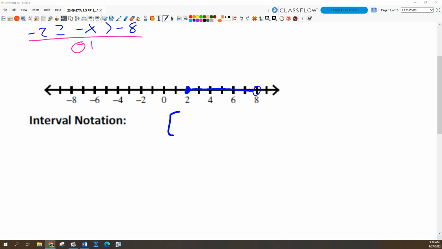The bracket, good. Bracket 2, comma. But remember, with interval notation, there's no x's. We just put a comma. It's only numbers, parentheses, brackets, infinities. 8, there you go, with parentheses. Good.